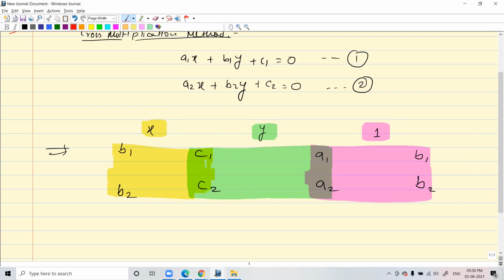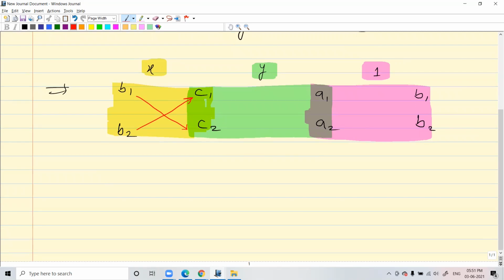After that, what you have to do is multiply B1 with C2 and then subtract it from B2, C1. So you will write x in the numerator, x divided by, what did we do first? We'll start from the top. So B1, C2, this is what you will write first. B1, C2 minus, what should I write? B2, C1. Okay.